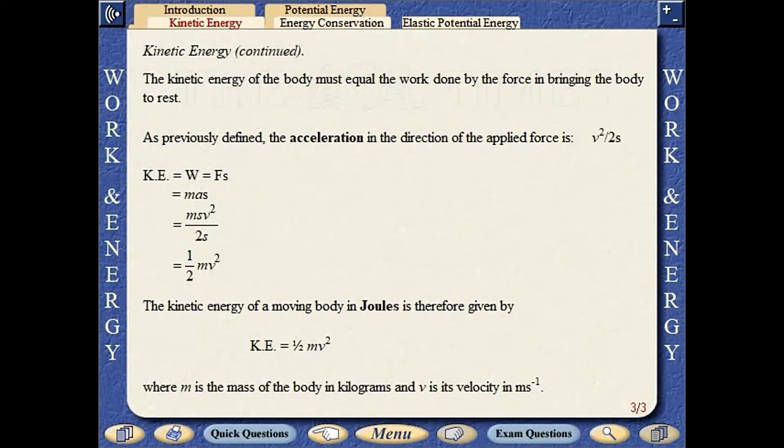The kinetic energy of the body must equal the work done by the force in bringing the body to rest, and can be calculated to be equal to half mv squared.